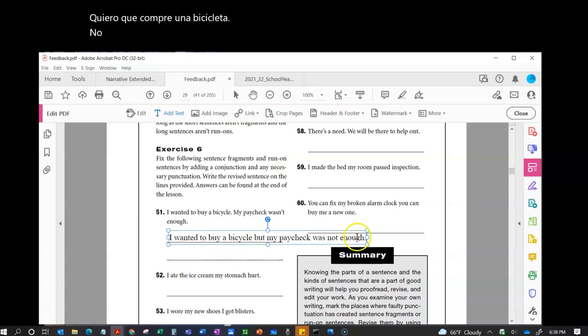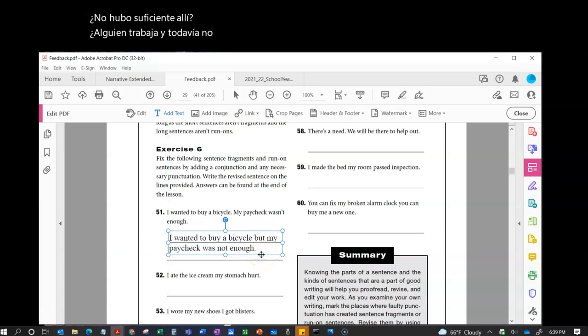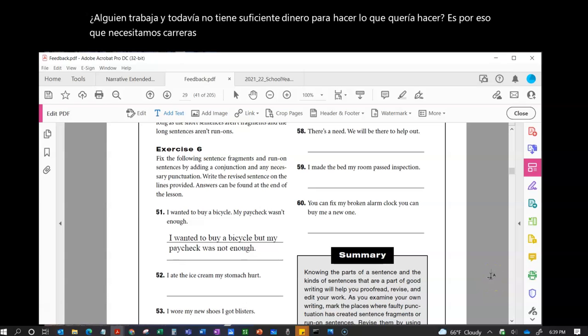Oh, been there. Okay. Anybody work and still didn't have enough money to do what you wanted to do? That's why we need careers, ladies and gentlemen, and not just jobs.